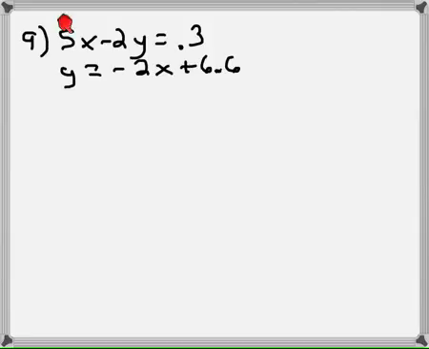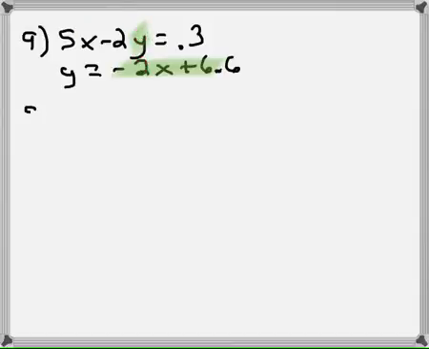Make sure that you wrote 5x minus 2y equals 0.3 and y equals negative 2x plus 6.6. Can you see that this is going to be a highlighting problem? Highlight what you think you should highlight. Did you highlight this? And since that's equal to y, this. Okay, we're going to rewrite this expression. We're not going to put y, we're going to put this.